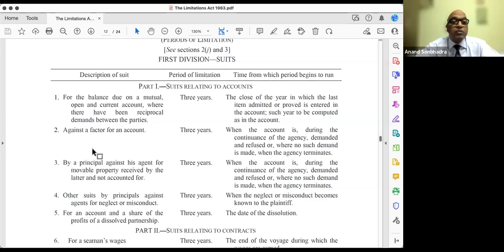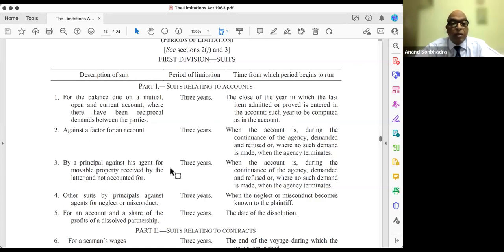Now let's read the very first one. For the balance due on a mutual, open and current account, where there have been reciprocal demands between the parties. The period of limitation is 3 years. And how does the schedule define when it begins? The close of the year in which the last item admitted or proved is entered in the account, such year to be computed as in the account. So it is the year ending in which there is a disclosure or the item is proved there.